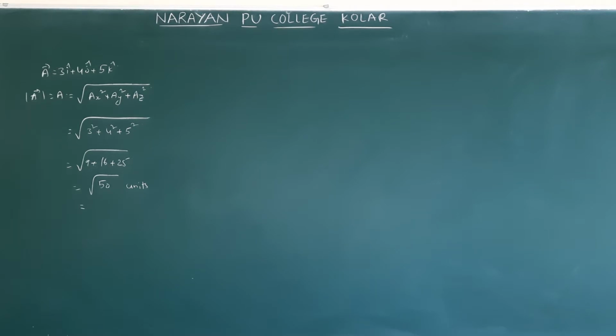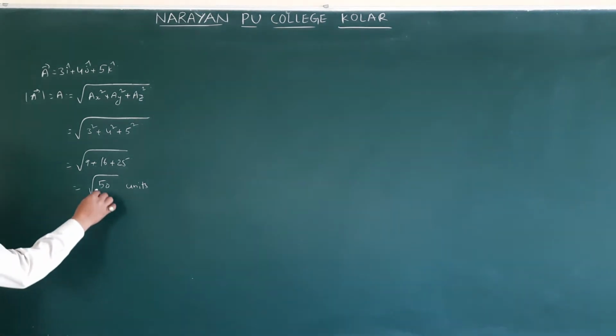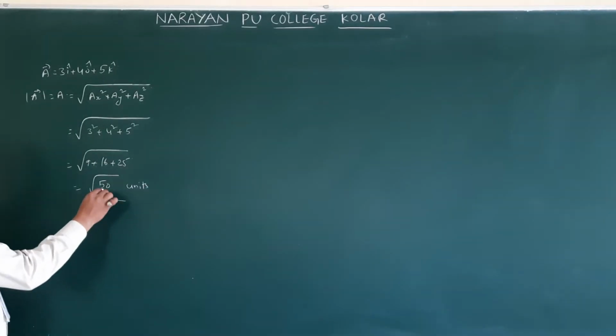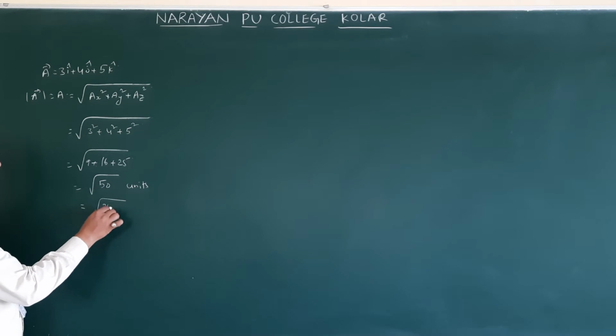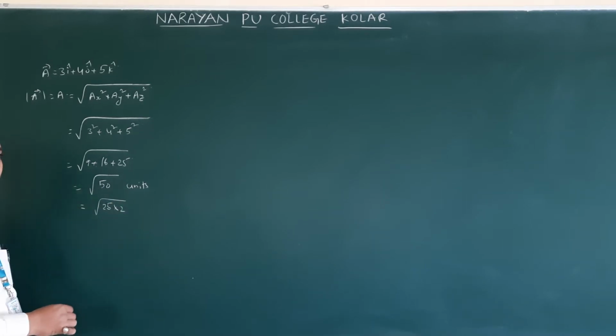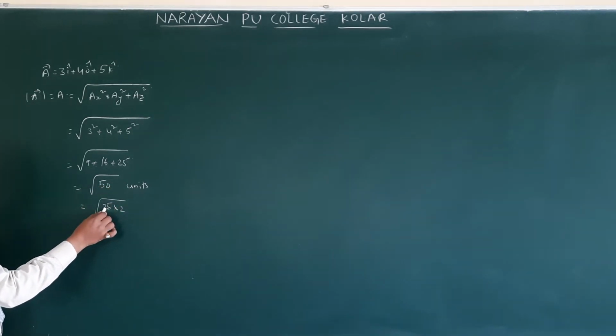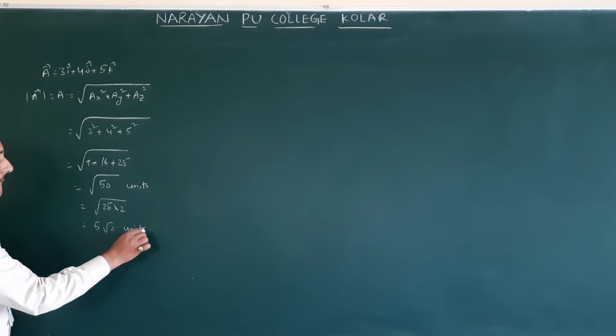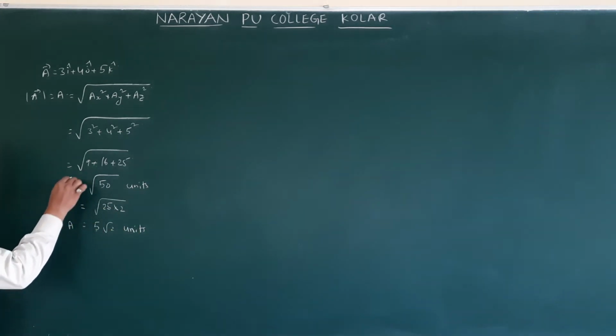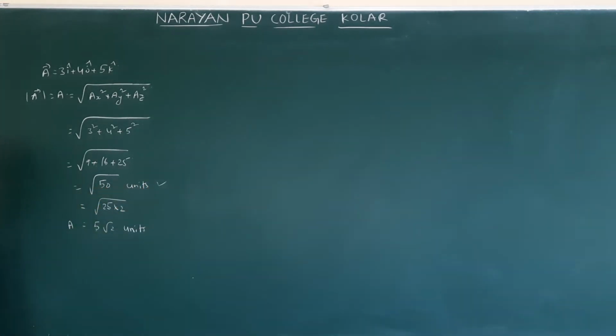So 5 root 2. How they gave 5 root 2 means this 25 they have given. Because in options depending on answer we have to change the answer. So 25 twos, 25 twos 50. Root 25 can be written as 5 square, this 5 will come outside. This is root 50, this is also correct. But in options what they give, depending on that we have to change the answer. So they gave 5 root 2, therefore we solved according to answer.